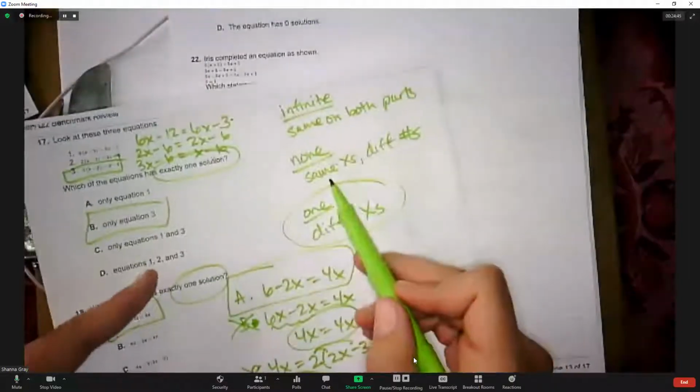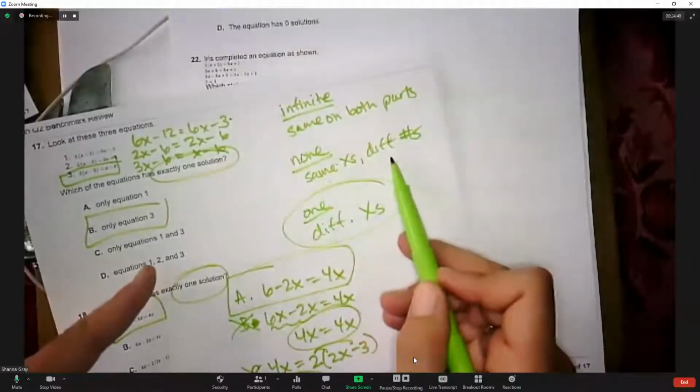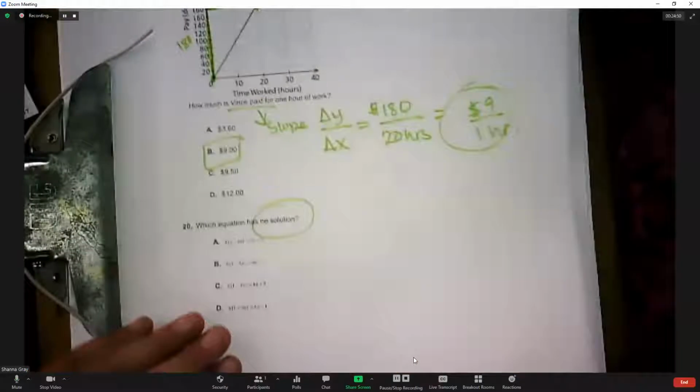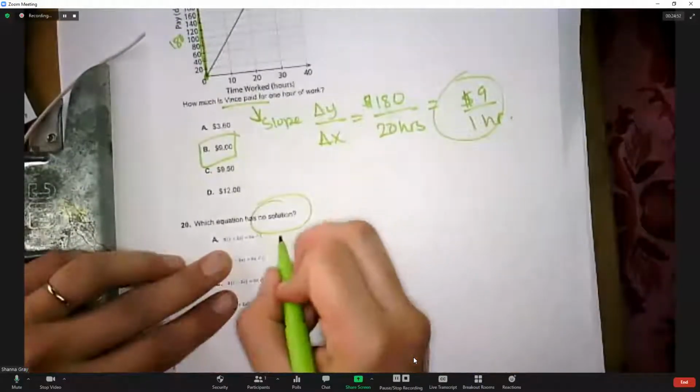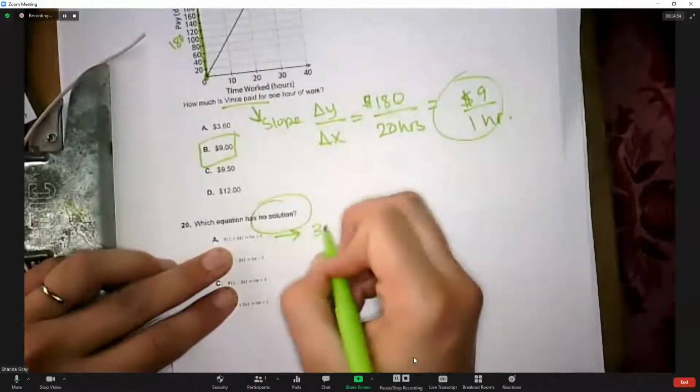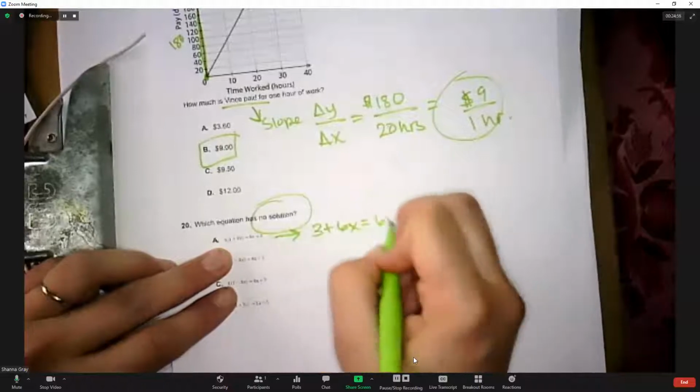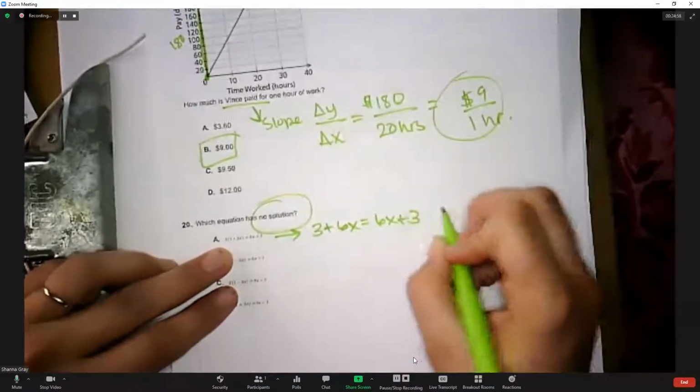Okay, which one has no solutions? So if I go back to this idea, no solutions means it needs to have the same amount of x's, but different numbers with them. So I just need to go through and simplify these. So 3 plus 6x equals 6x plus 3. So this is infinite.